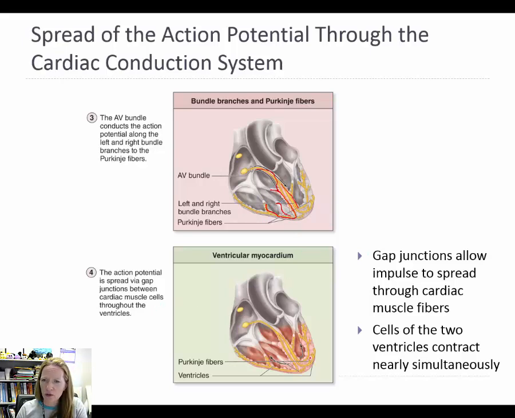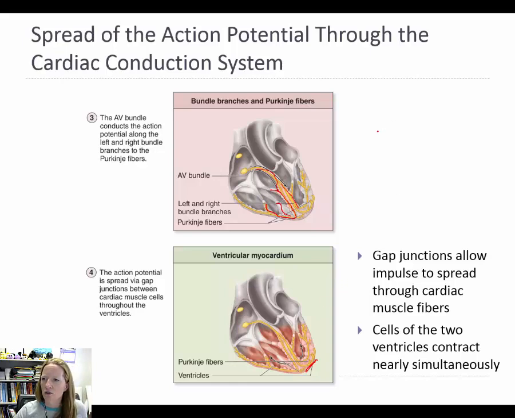So yeah, that action potential is going to spread through the gap junctions that we looked at in those intercalated discs, and that's what's going to allow it to beat in that synchronous motion. So the contraction is going to start down here at the apex, and it's going to push blood that way. And that's exactly what we want. So the cells of the two ventricles are going to contract almost simultaneously, and that's exactly what we want happening. So that is how that action potential moves through the cardiac conduction system, and how it's going to cause the muscles to contract.